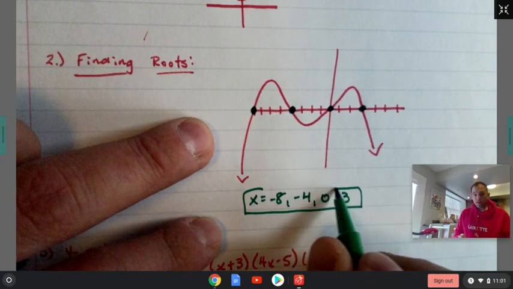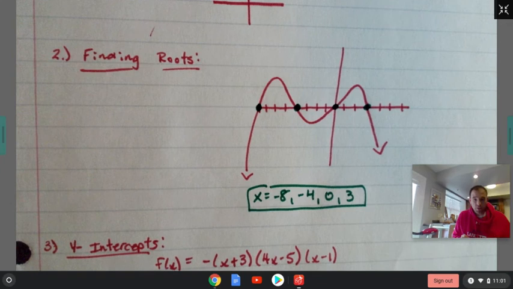Now they might want them entered as points. That would just be -8, 0, -4, 0, 0, 0, and 3, 0.